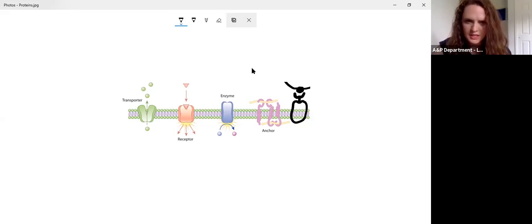Enzymes is our next protein. They just cause reactions to occur. So you learned about enzymes last chapter. Hopefully that's a review. We just find them embedded in plasma membranes sometimes.